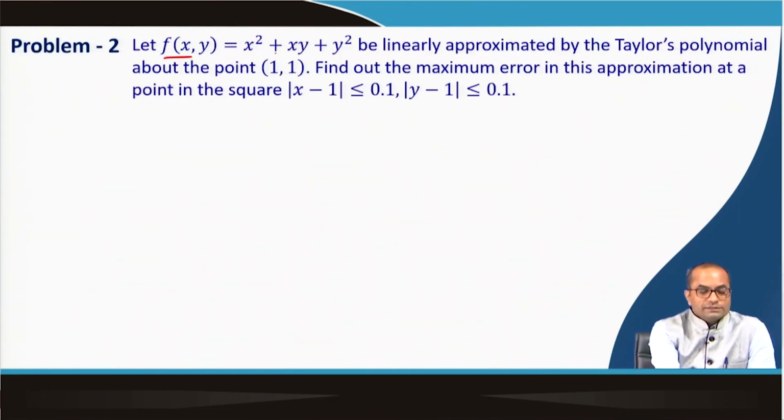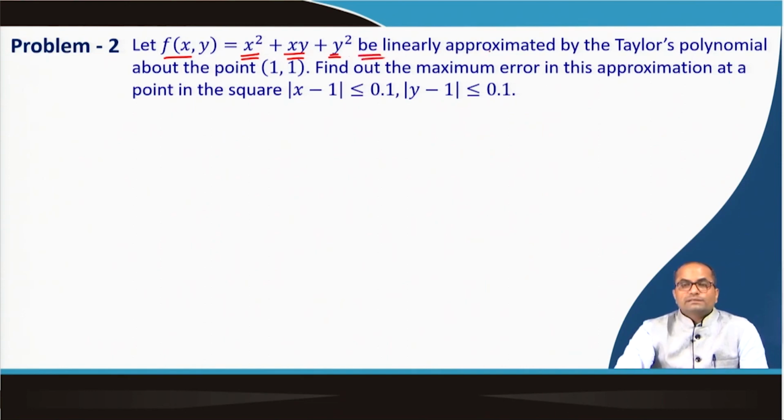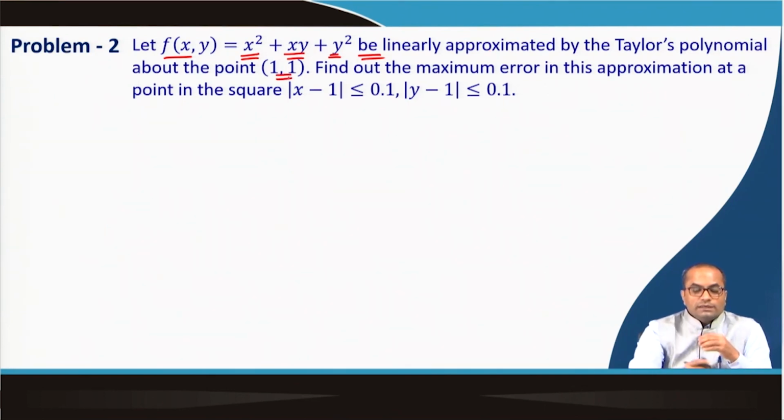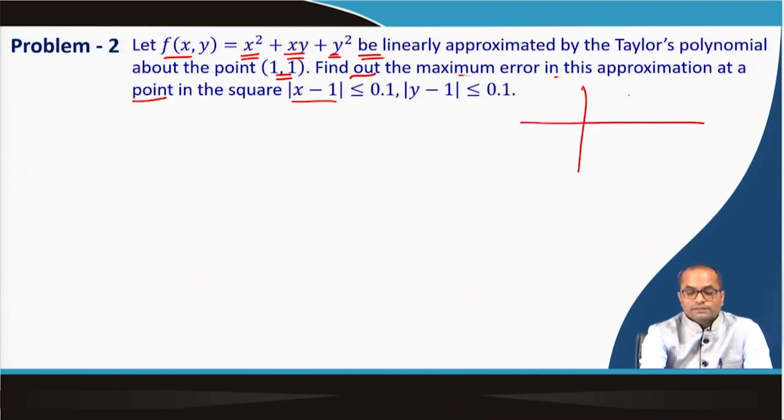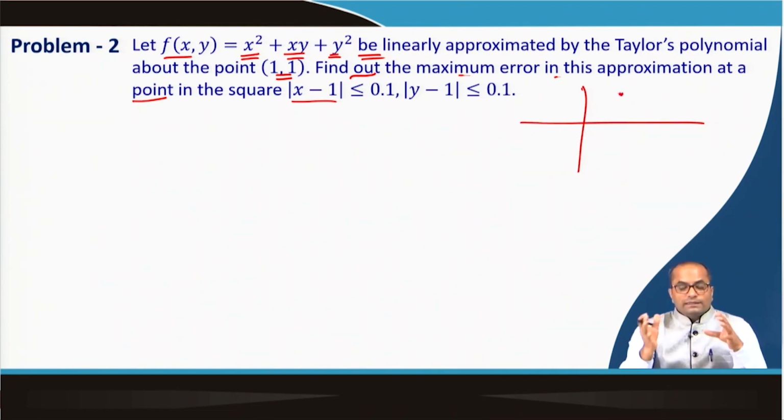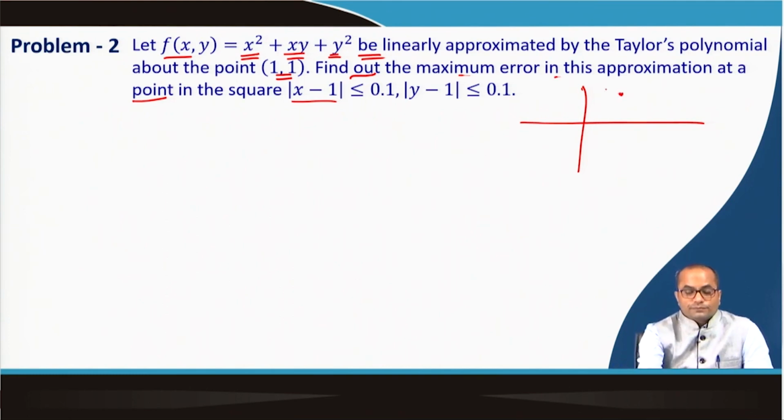So, here we have this function f(x,y), x square plus xy, and then we have y square. So, be linearly approximated. So, only the order 1 terms linearly approximated by the Taylor's polynomial about this point, that is the one part, and find out the maximum error in this approximation at a point in this square. So, we are talking about that square. So, x is equal to 1 and y is equal to 1, and then we have a square there with radius this point 1.